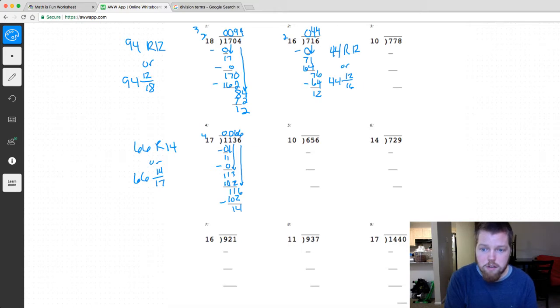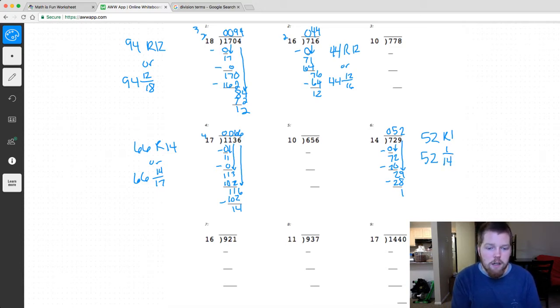Number 6, 14 into 7, it can't do that. Do our subtraction, carry down the next place value. 14 into 72. Let's go with 5. That's going to be 70. Carry down our next place value. 14 can go into 29 2 times. 2 times 14 is 28. Do our subtraction, we get 1. So our answer is 52, remainder 1, or 52 and 1/14.